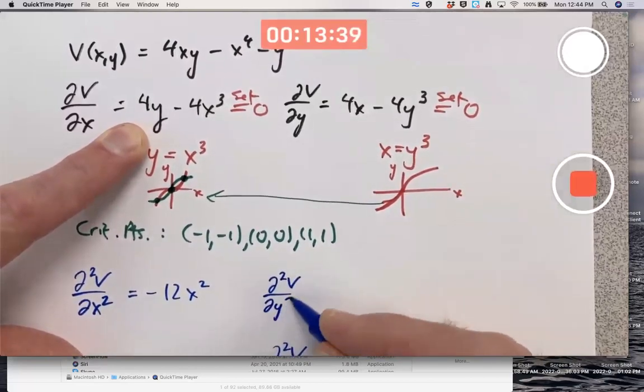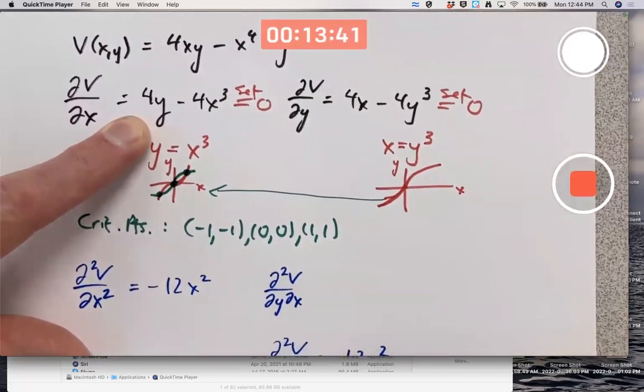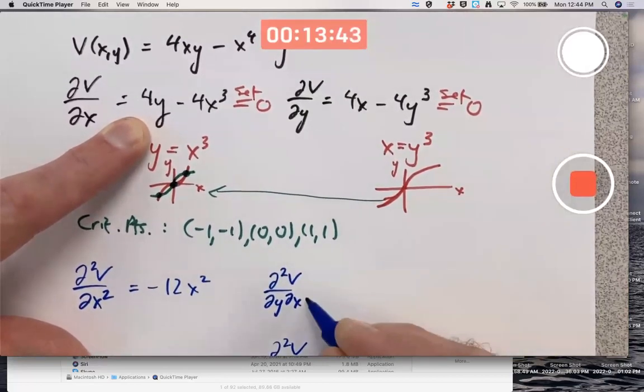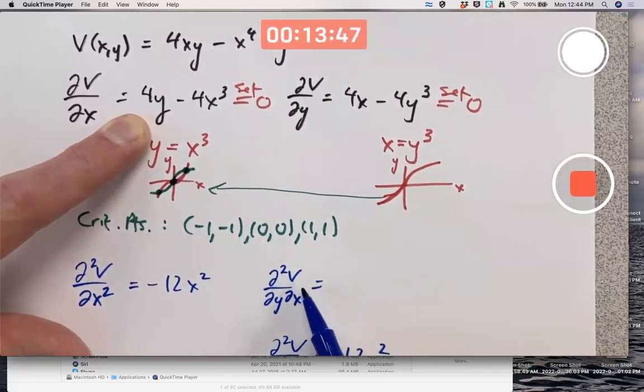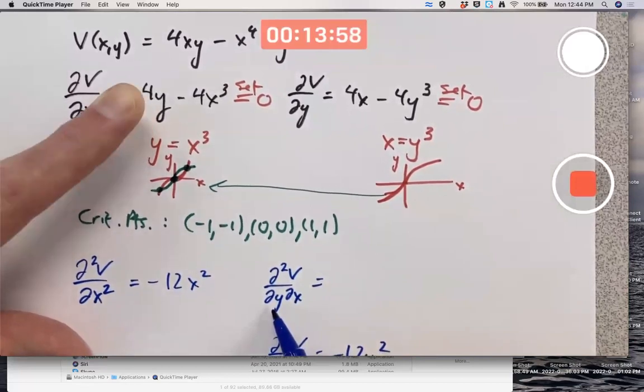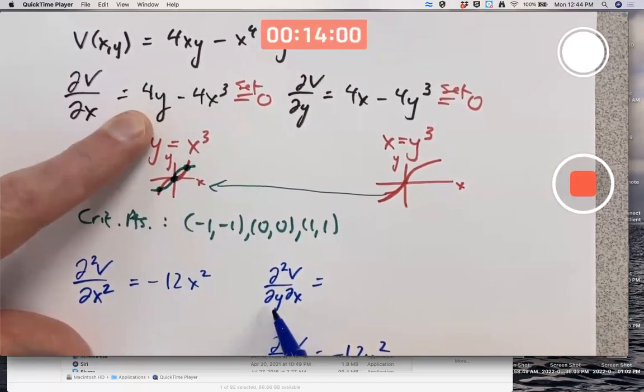Maybe this? Weird. But yeah, standard notation. This is the second order partial of v. Go from right to left here with respect to x first and then with respect to y. Weird notation. Yes, I know. But that is standard. So now I'm taking this thing and differentiating it with respect to y. Treat the x as a constant. I just get 4. Right?